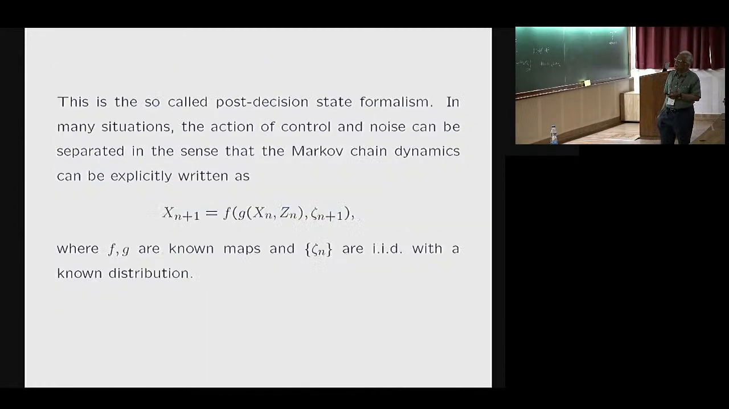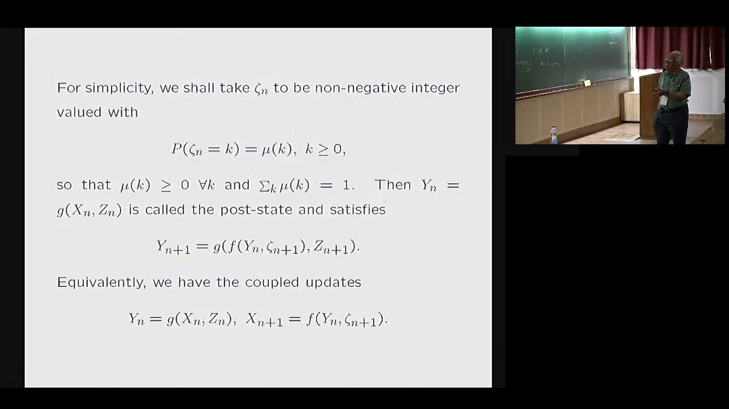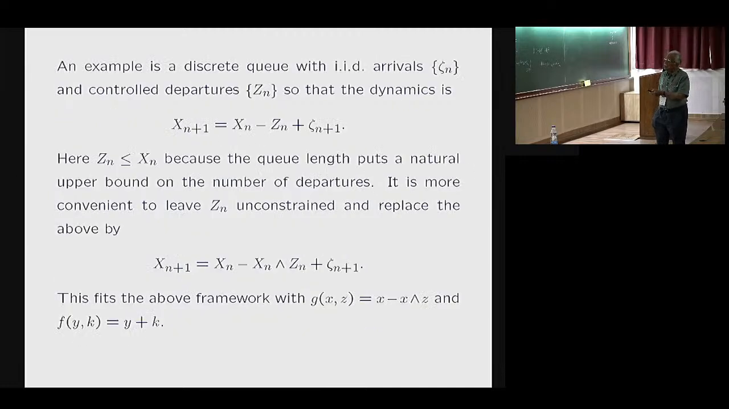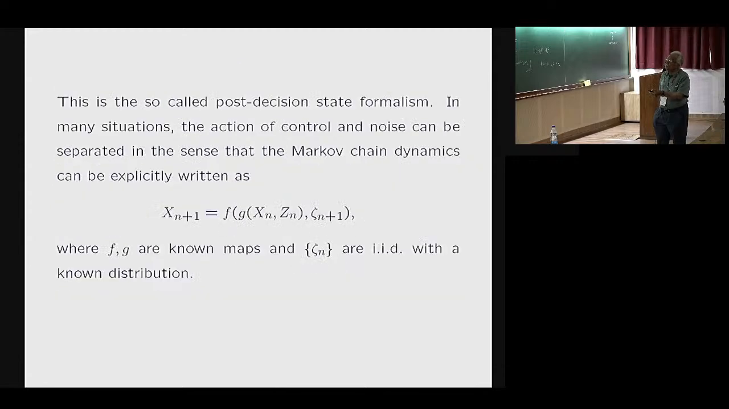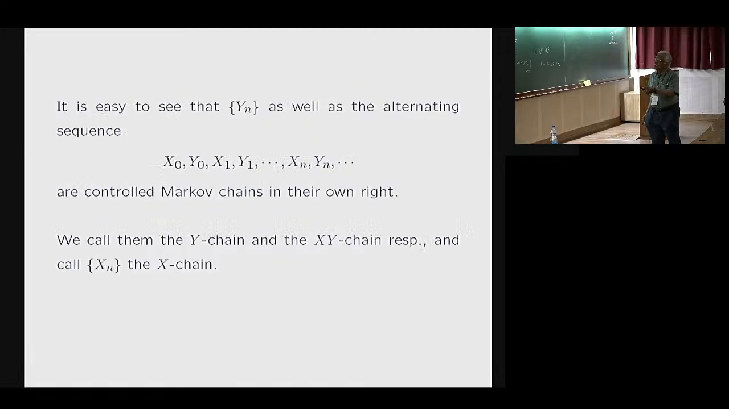Many times your dynamics is like this: the effect of control and the effect of noise are separated. Queuing theory is one example. See, this is a queuing example. And then just by interchanging f and g, I can define g of x_n, z_n as y_n, and then I get another process. You can write y_n as g of x_n, z_n, and x_{n+1} is f of y_n, z_{n+1}. Then you have this Markov chain x_0, y_0, x_1, y_1, etc.